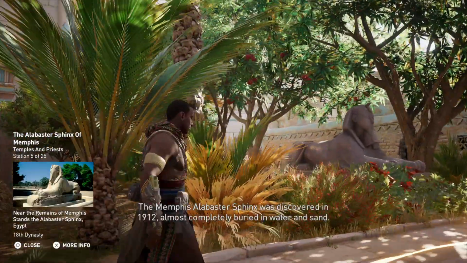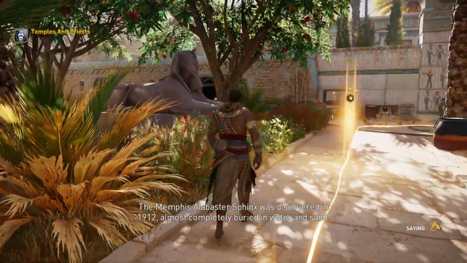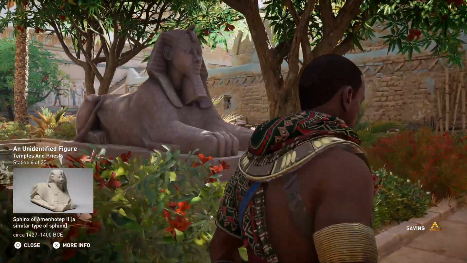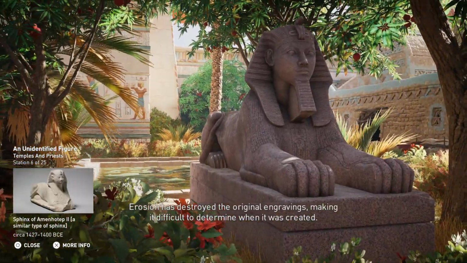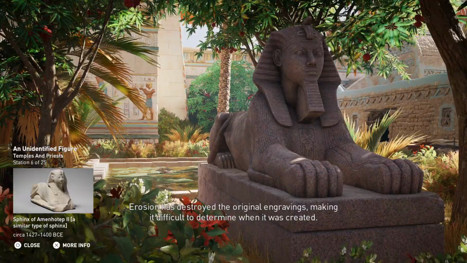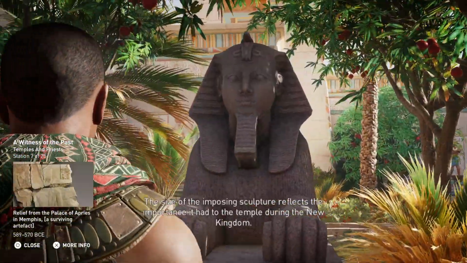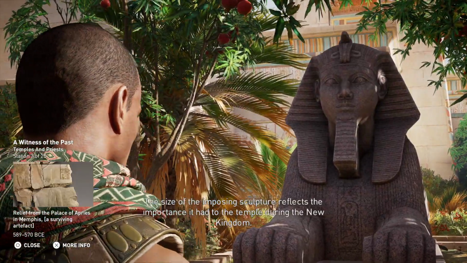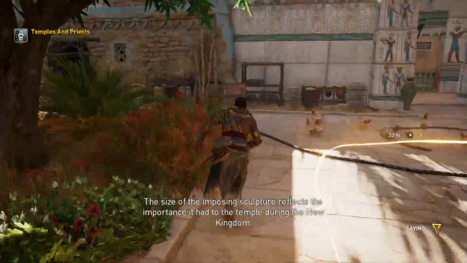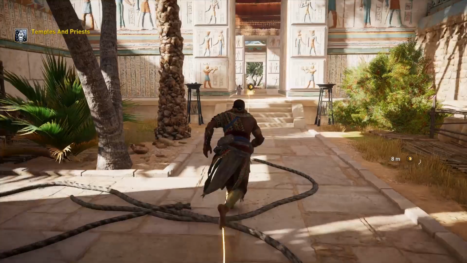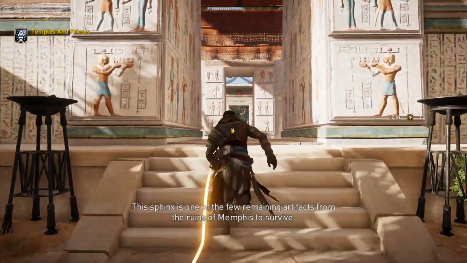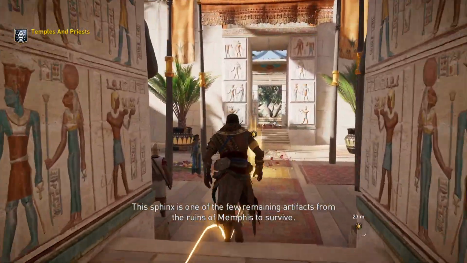The Memphis Alabaster Sphinx was discovered in 19... Erosion has destroyed the original engravings, making it difficult to determine when it was created. The size of the imposing sculpture reflects the importance it had to the temple during the New Kingdom. This Sphinx is one of the few remaining artifacts from the ruins of Memphis to survive.